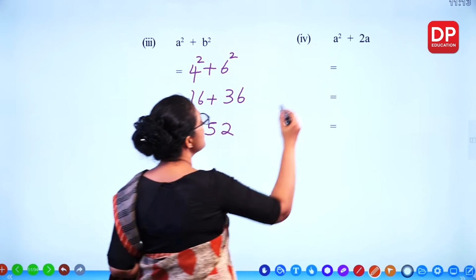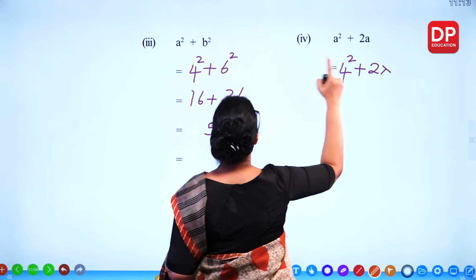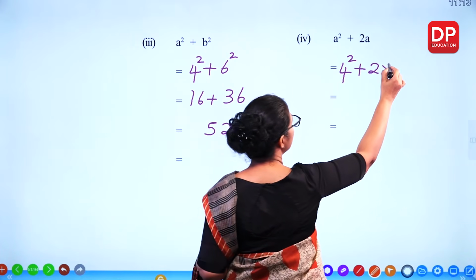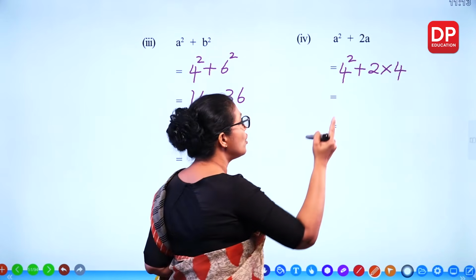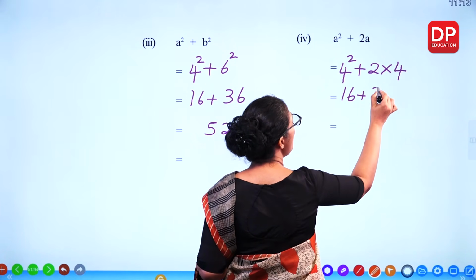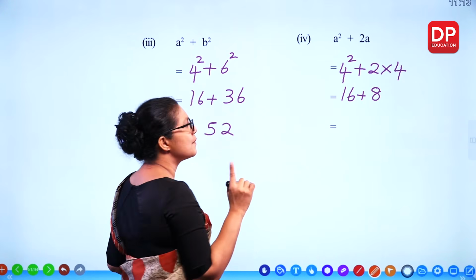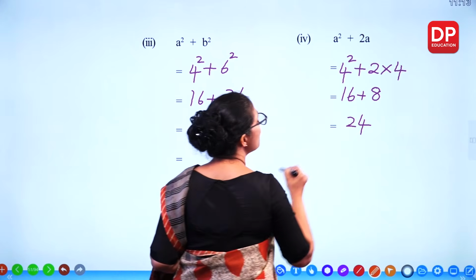a squared, that means 4 squared, plus 2 times a. a is 4. 4 squared, 4 times 4, you get 16. 2 times 4, that's 8. 16 plus 8, you get 24.